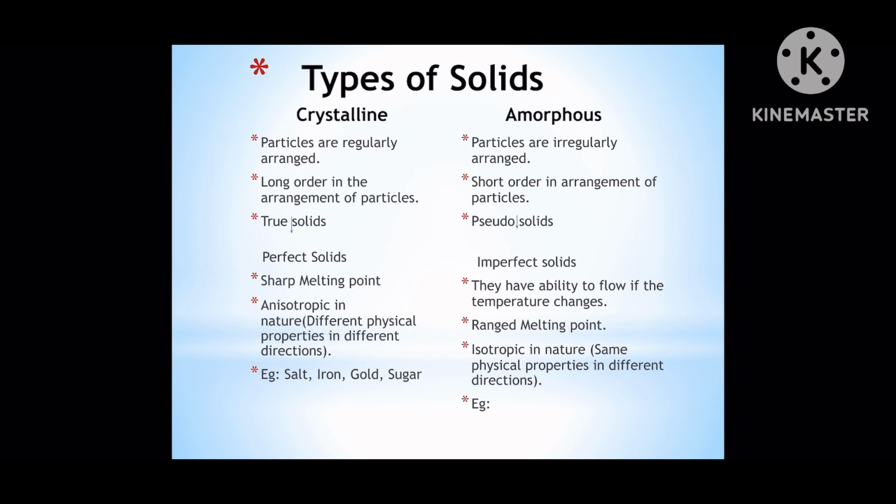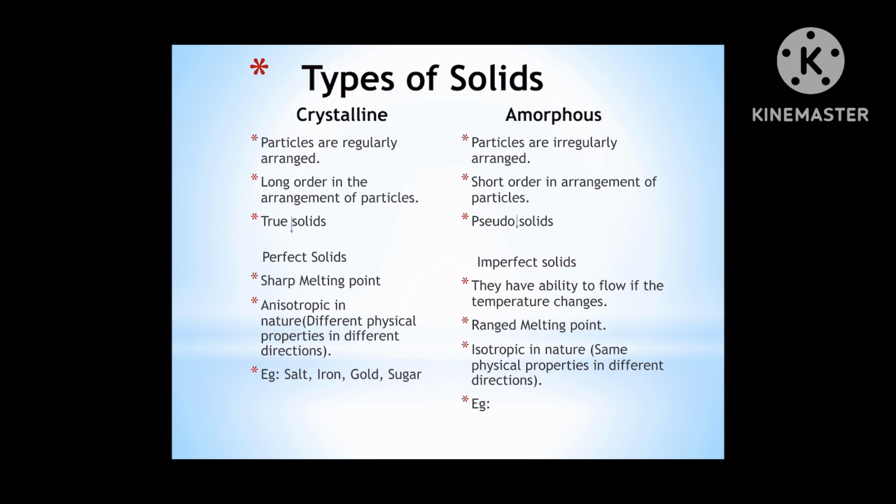We can understand this with a daily life example. In a morning assembly, students were asked to stand in a row, which was an example of regular arrangement, which is termed as crystalline solid. Whereas if the students were not standing in a row, that was an example of irregular arrangement, which is termed as amorphous solid. In crystalline solid, there is a long order in the arrangement of particles, whereas in amorphous there is a short order in the arrangement of particles.